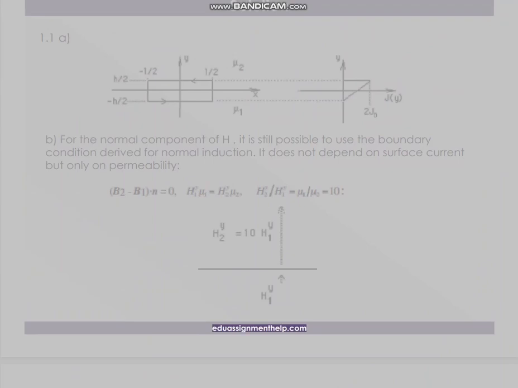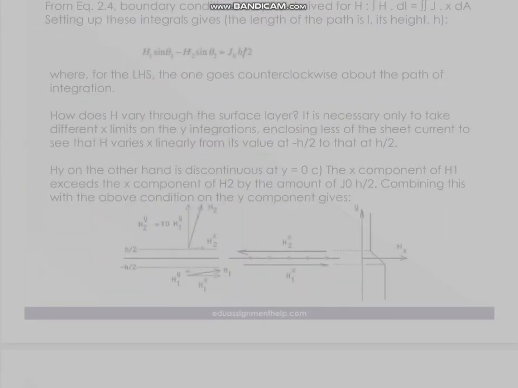From EQ 2.4, boundary conditions may be derived for H, integral H dl equals integral J x dS. Setting up these integrals gives, where the length of the path is L and its height is h, and for the left-hand side, one goes counterclockwise about the path of integration. How does H vary through the surface layer?